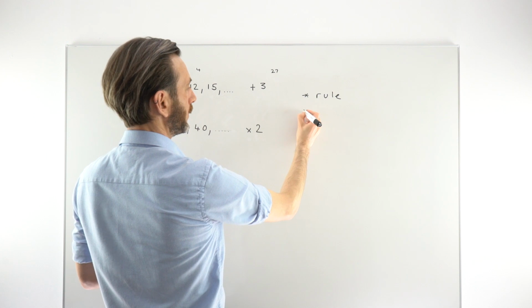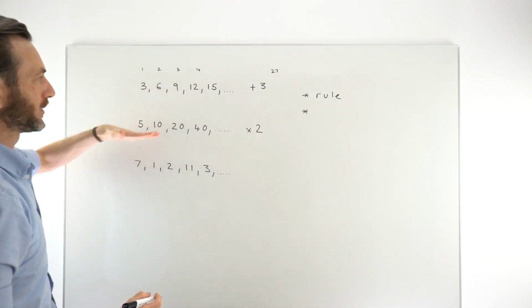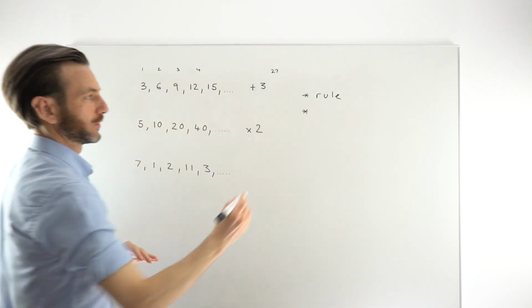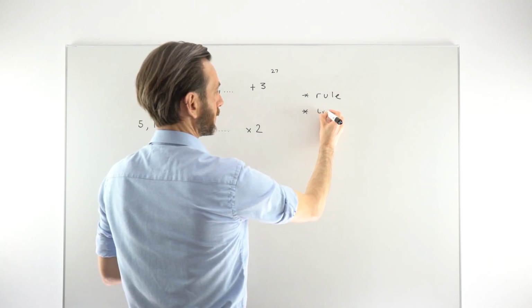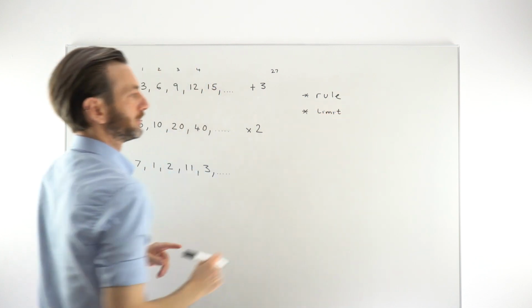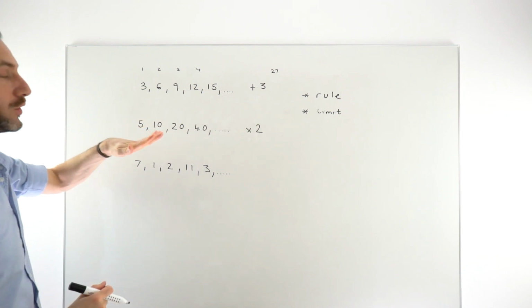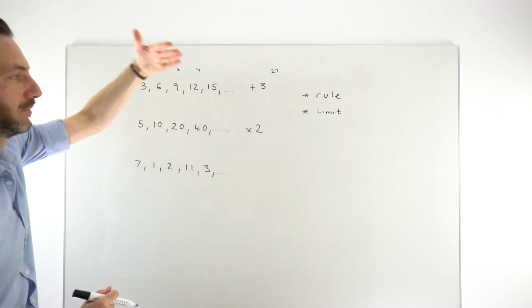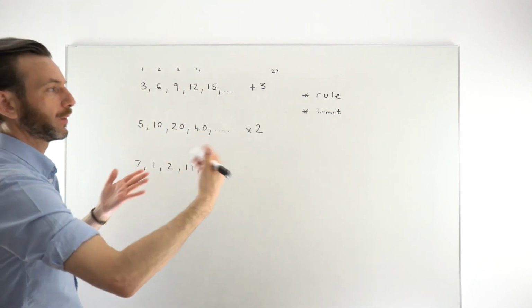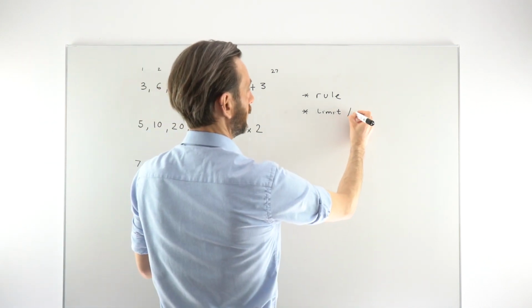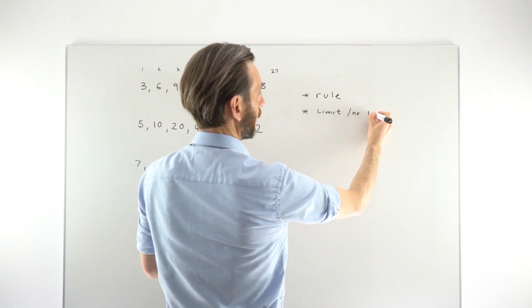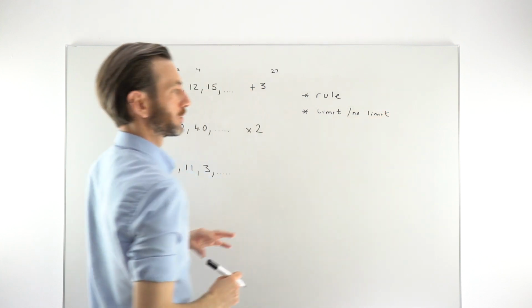And then we're also going to look at how the behavior of some of these sequences works. So one way we can measure that is, does it hit on some limit? Does the sequence get to some limit, some highest number, or do sequences carry on with no limit? That's another question that we're going to explore.